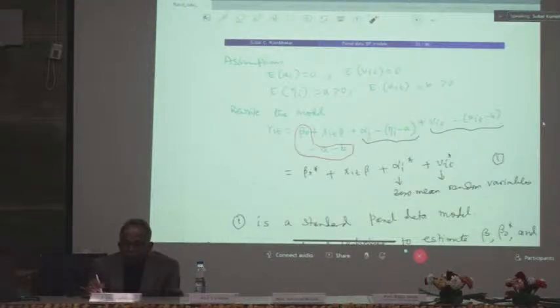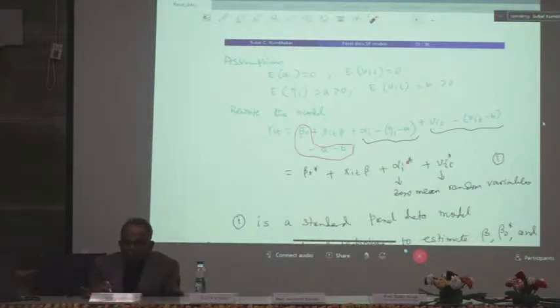eta_i. This has a zero mean, this has a zero mean by construction. So these two together will have a zero mean random variable, which is changing in the i variance. Okay. So let's call it alpha_i star. And this is also zero mean by assumption, this is zero mean by construction. So this is again a zero mean random variable, call it v_it star. So the mean of v_it star is 0, mean of alpha_i star is 0.